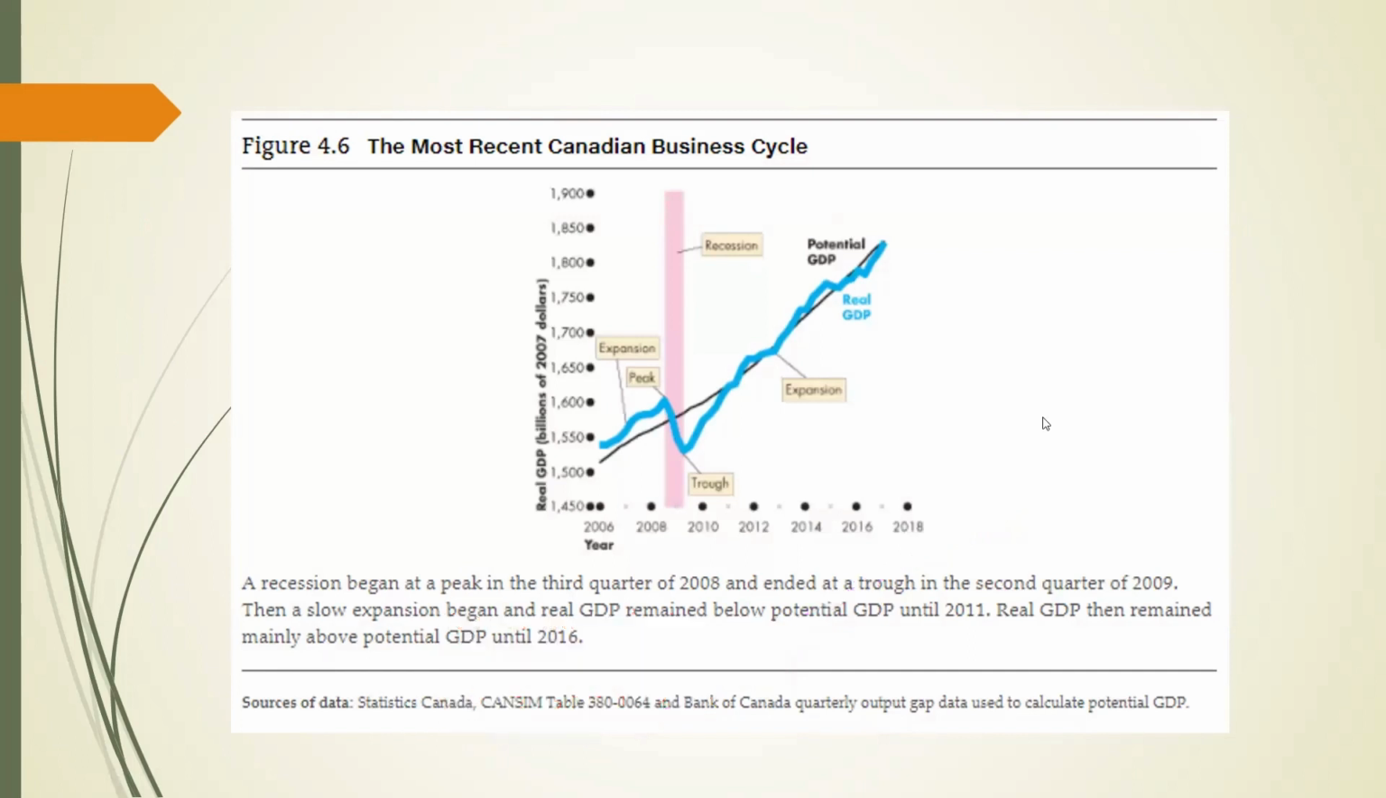The most recent Canadian business cycle. In 2008, there was a recession and the Canadian economy had negative real GDP growth. This reduction here was because of the recession. It was because of the housing crisis in the United States. Our country struggled with that because of reduced trade with the US, and some of our banks were investing in the housing market in the United States, and they lost a lot of money because of that as well.